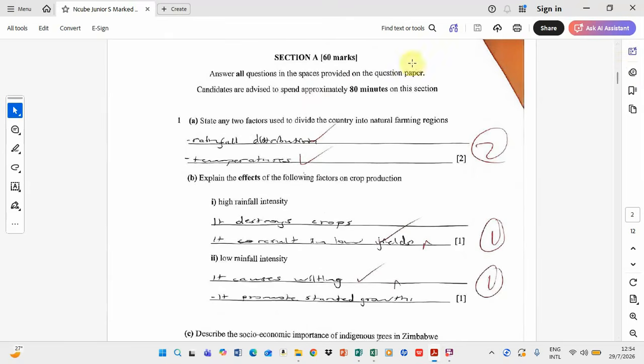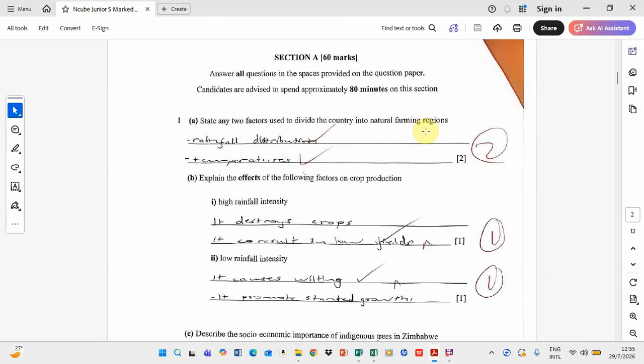Right, section A, the candidate is supposed to answer all the questions, and there are 6 questions, each question carrying 10 marks. So section A is out of 60. So this question was asking, state any 2 factors used to divide the country into natural farming regions. So what are the factors which are used when dividing the country into natural farming regions? One of the factors is rainfall, and the other factor is temperature.